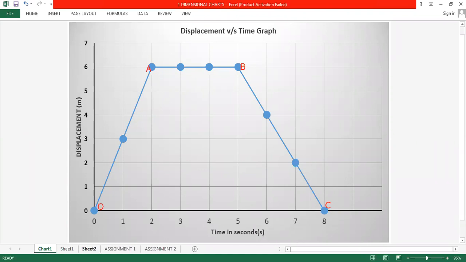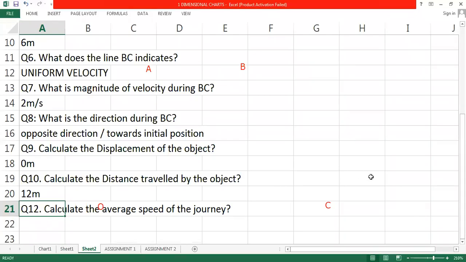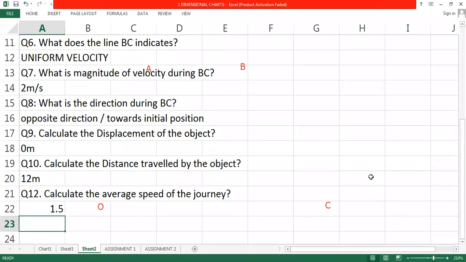So how much is the total distance? What's the average speed? The average speed will be total distance upon total time. How much is the total distance? 12. How much is the total time? 8. So how much is the answer? Write down, it's 1.5. Clear? How much is the answer? It's 1.5 meter per second.